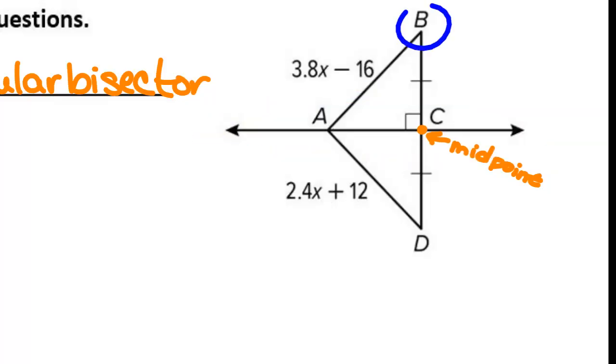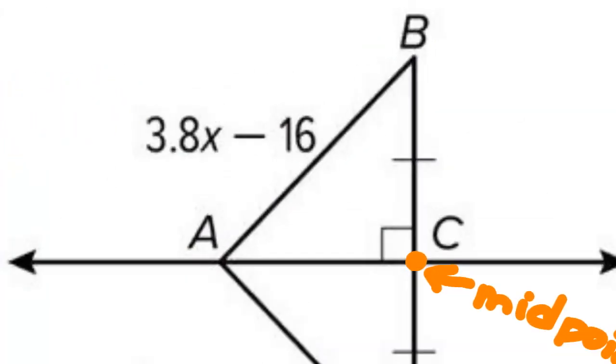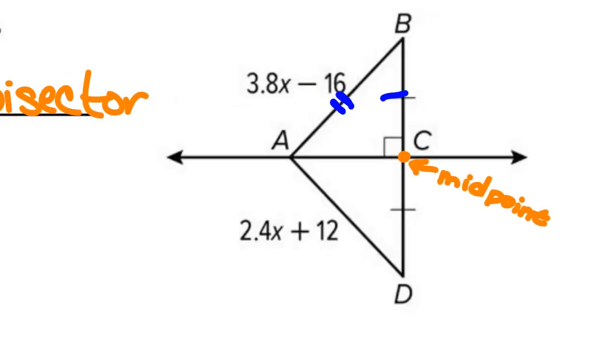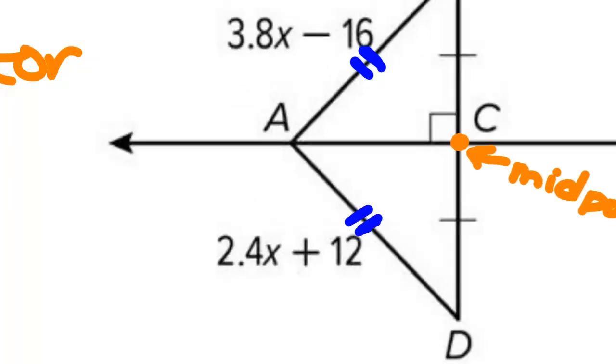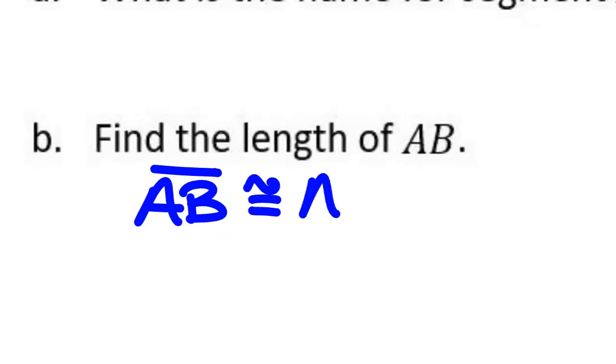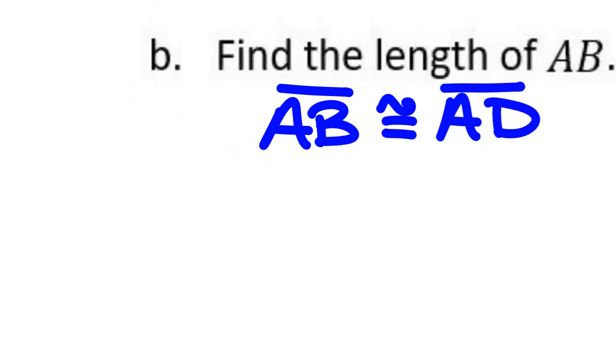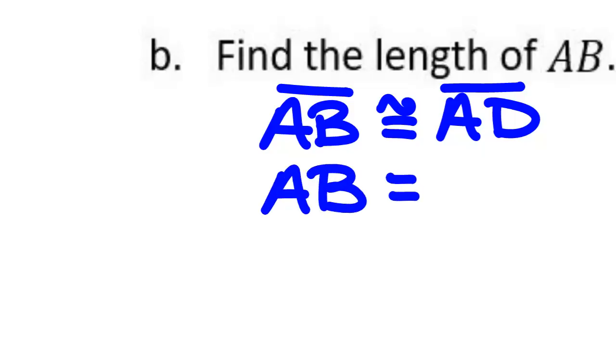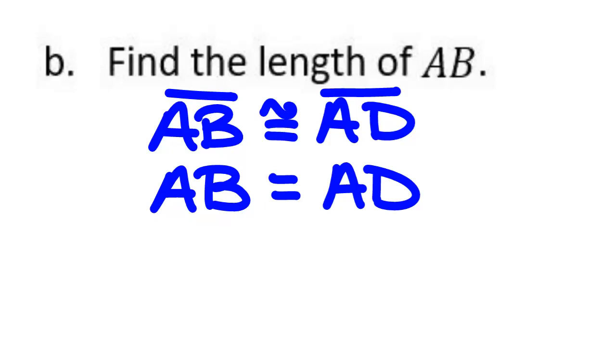is equidistant from the end points of the segment that's being bisected. So not only is BC the same size as CD, but AB is the same size as AD because A is on the perpendicular bisector. So we're going to mark those two segments as being congruent. Segment AB is congruent to segment AD. So the length of segment AB is equal to the length of segment AD.